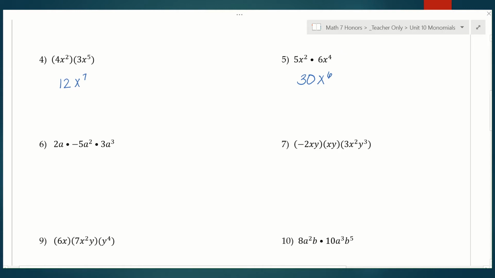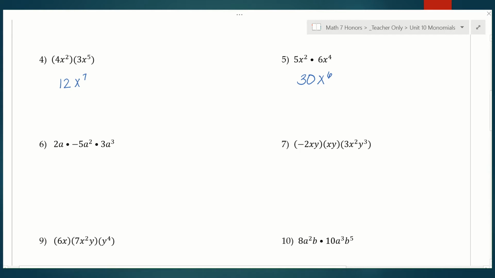Number 6, we have 3 monomials. One thing that I want you to realize is when you're multiplying monomials, they do not need to be like terms. Hopefully you've realized that already in the examples we've done. If you were being asked to add these 3 monomials, you wouldn't be able to do it. That would be your final answer. But because we're multiplying, again, they don't have to be like terms.